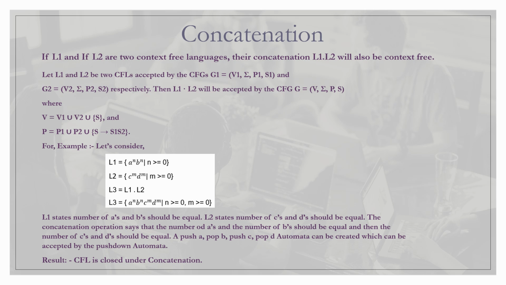This will be context free because L1 states that the number of A's and B's should be equal. L2 states that the number of C's and D's should be equal. The concatenation says that the number of A's and the number of B's should be equal, then the number of C's and the number of D's should be equal. Hence, we can build a push down automata with push A, pop B, push C, pop D, giving us a condition which is context free.